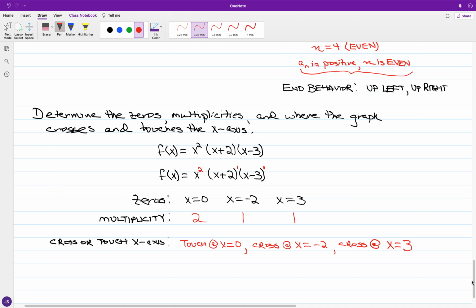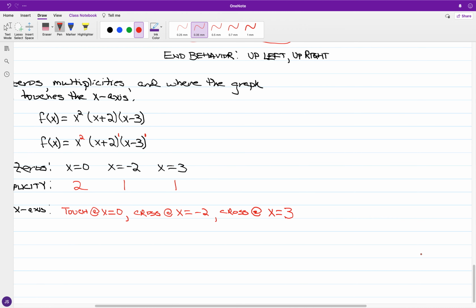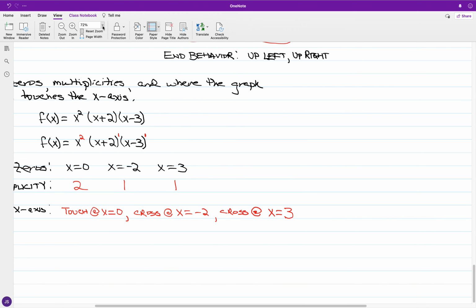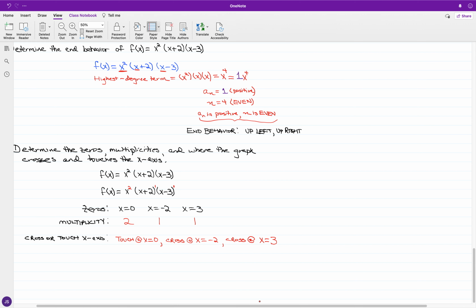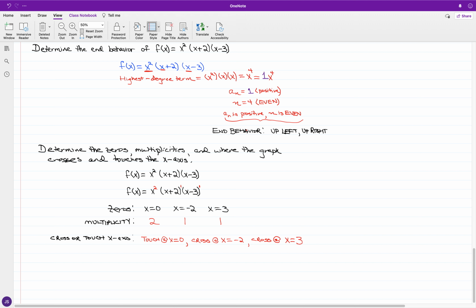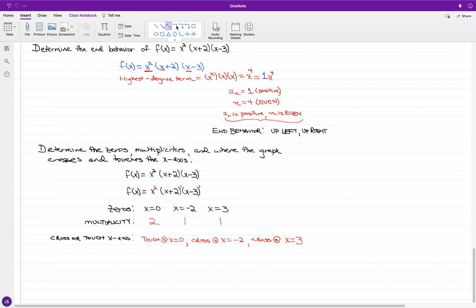Okay, now let's say for what we have at the moment, this is what we have on the table so far. With this function, you have end behavior: up to the left, up to the right. And again, you have the dynamics about the x-axis, where you have touching at the origin and crossing at x equal to negative 2 and also at x equal to 3. To just kind of give you an overview.